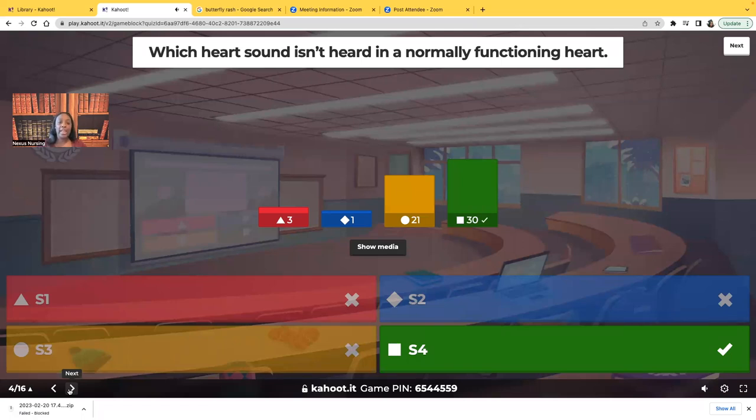So S1 and S2, that's your lub dub. You know when you listen to the heart and you hear lub dub, lub dub, lub dub. Your lub is your S1, your dub is your S2. Now S3, we may hear this in an athlete or someone with CHF, but we'll still see this in a normal functioning heart, for example in a patient who is an athlete. But that S4, you do not hear that in a normally functioning heart.